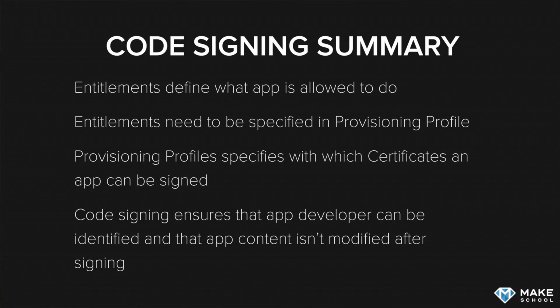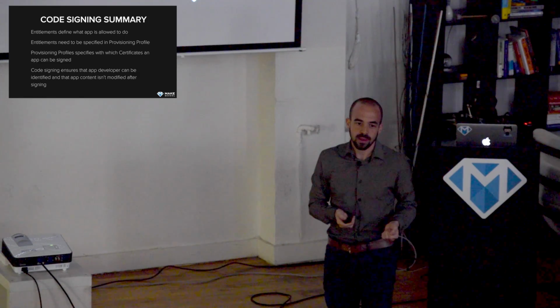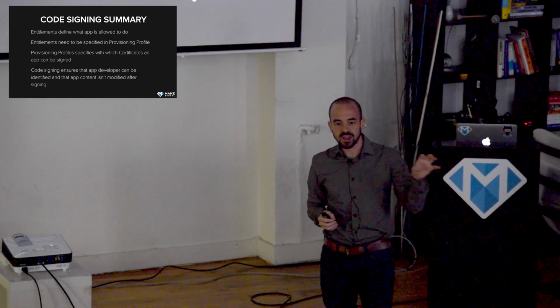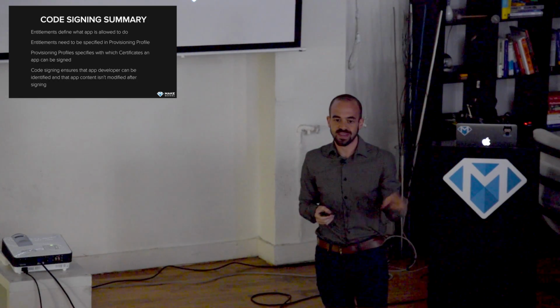So to summarize code signing, because it's a fairly complex topic, we have entitlements. They define what an app is allowed to do, and that is also part of the provisioning profile. The provisioning profile also specifies which certificates can be used to sign your app. And then lastly, you code sign the app with that certificate using the private key that is contained inside of it to ensure that you are actually the developer submitting the app to Apple, and also verify the content of that app by taking a hash of the app and ensuring that the content landing on Apple's side is exactly the same that has been signed on your device.